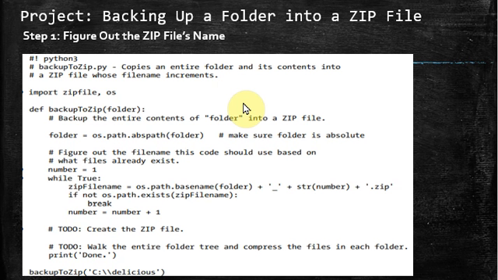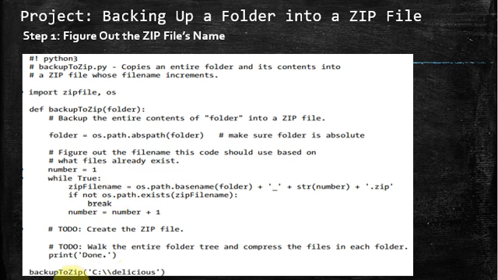To begin with, we are going to import the modules, that is zipfile and os. That is the first thing we will do. The next part is we are defining a function. The name of the function is backup to zip, and this particular function is going to take a parameter. That parameter is nothing but a folder. This parameter is a string path to the folder whose content we want to back up.